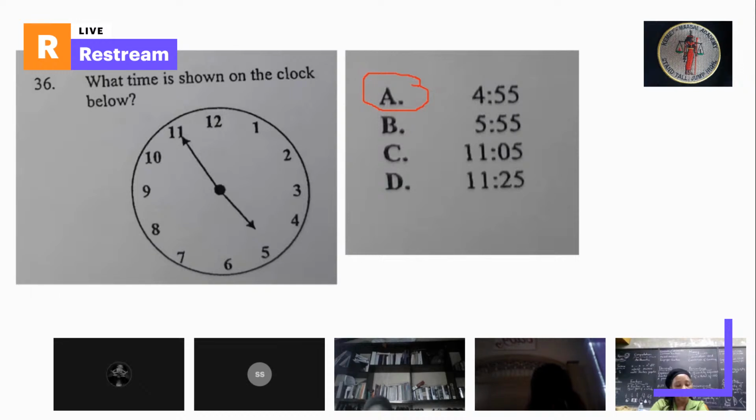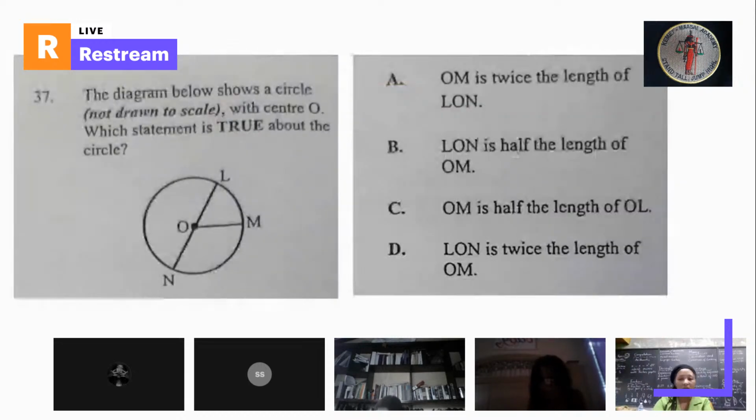No, Lejean, don't say that. It's not foolishness. You have to be humble and take correction. If it was 5:55, it would be 5 minutes to 6, and the hour hand would be closer to the 6, not to the 5. This is 4:55. So when you are corrected, you have to take correction. All right, number 37. Can you read it, Amari?